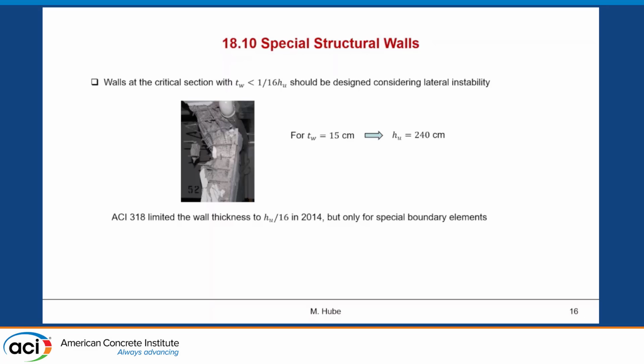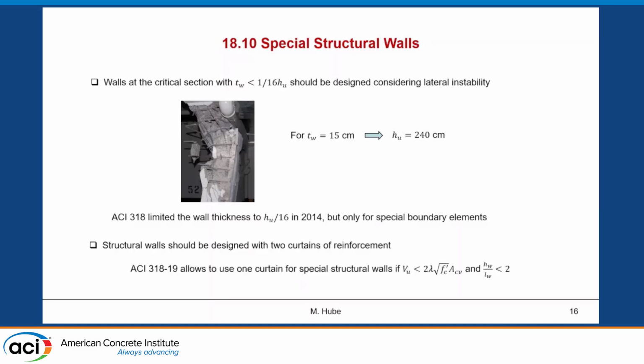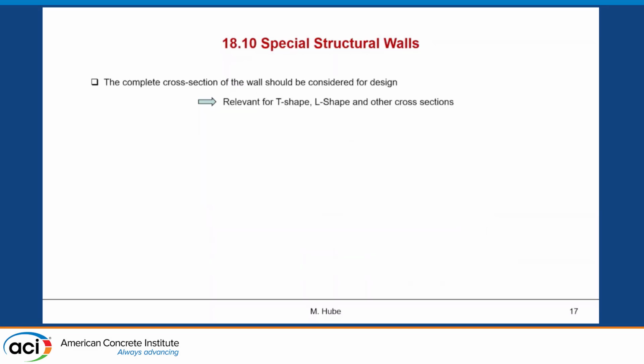So we'll probably have thicker walls than 15 centimeters. ACI has that limit, but only for the special boundary elements, not for the whole wall itself. Then we required 2 curtains of reinforcement. ACI, for example, allows 1 curtain for certain structural walls if you have less than a certain shear.